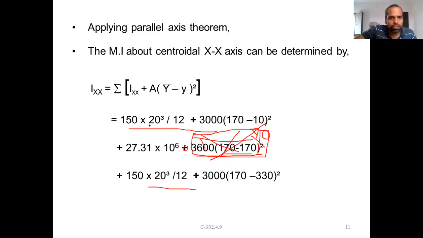This is one plate: 150 into 20 cube by 12 plus 3000 into 170 minus 10, which is 160. Already I have discussed this, and the other plate also becomes 160 only, right? So like this you calculate Ix as 181.11 into 10 to the power 6. Just by adding two plates, one at top and one at bottom, of 150 into 20 thickness, the single I section moment of inertia of 27.31 increases, as a built-up section, to 181.11 into 10 to the power 6.